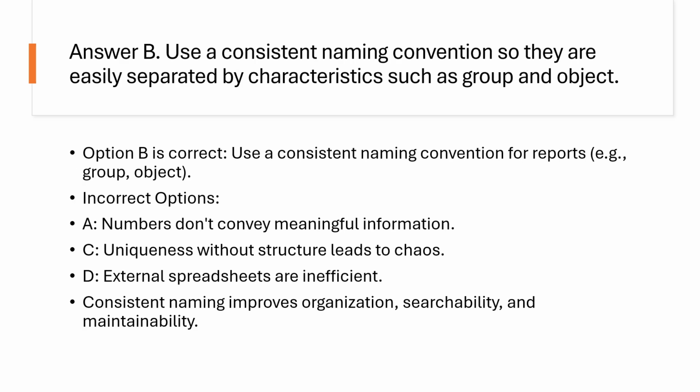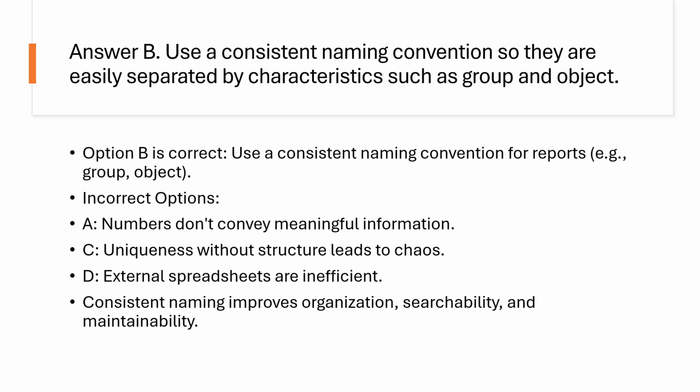Okay, let's talk report naming. The best practice is B. Use a consistent naming convention. This makes your Splunk environment much more organized. Option A, using lots of numbers, is bad. Numbers don't tell you anything about what the report does. You're just making it harder to find what you need. Option C, unique names without a system, is also bad. Sure, every name will be different, but you won't be able to group or categorize them. It will become a mess.